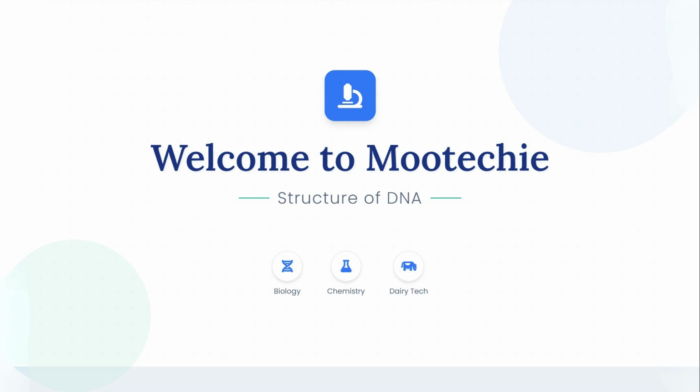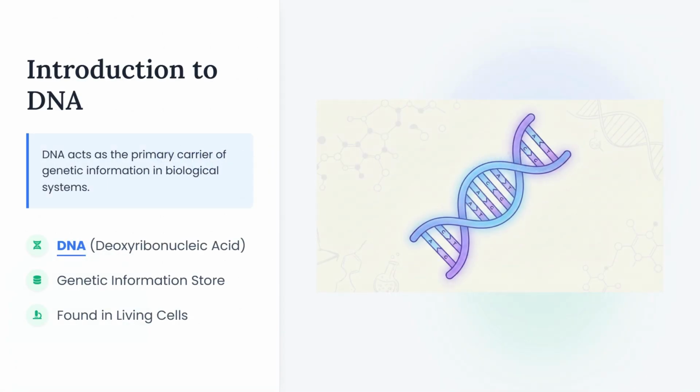Welcome to Mootechie, Structure of DNA. In this session, we will understand this topic step by step in a simple way. Now let's proceed to our first content slide.